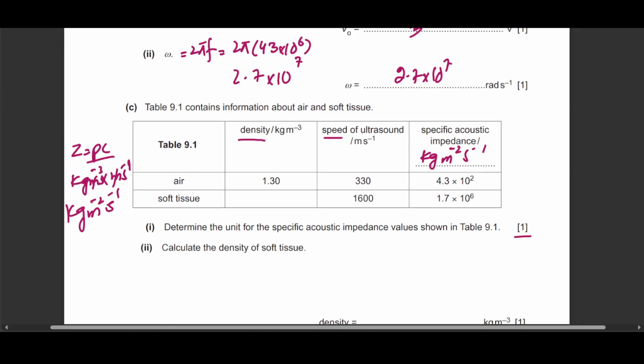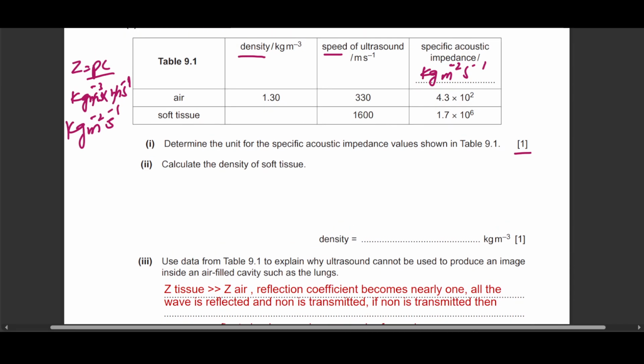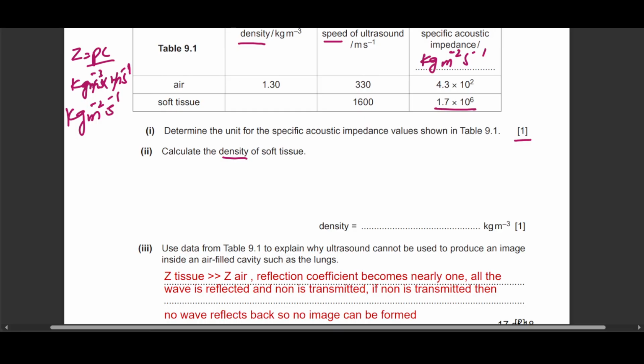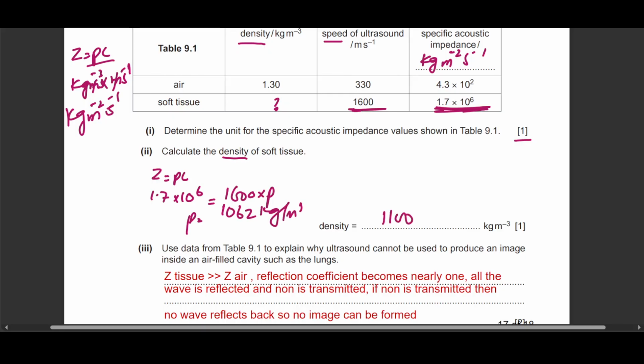All right. Then he says to write down the value of the density of the soft tissue. So we have the multiplication answer. So Z equals rho c. So 1.7 into 10 raised to power 6, which is this value. Then we have the speed of the medium, which is 1600, multiplied by the density, which is unknown. So density comes out as 1062 kg per meter cubed. So this is going to be 1100. So you can write down 1100 over here.